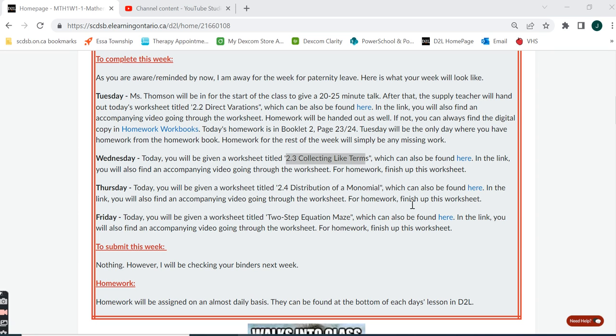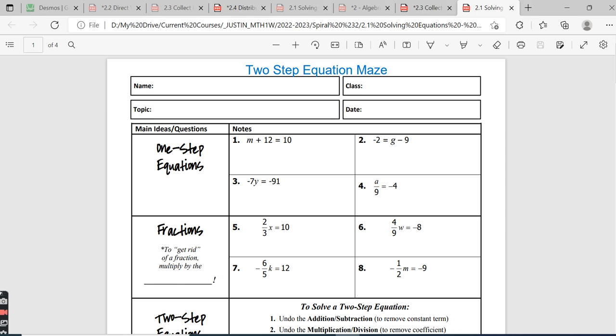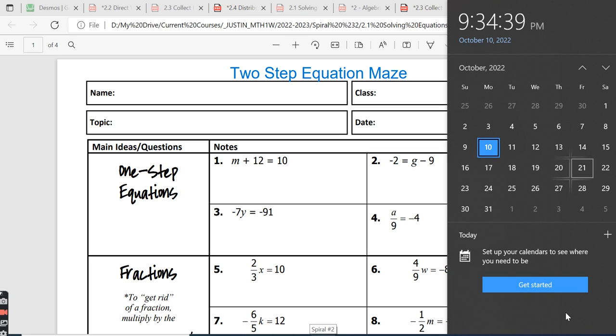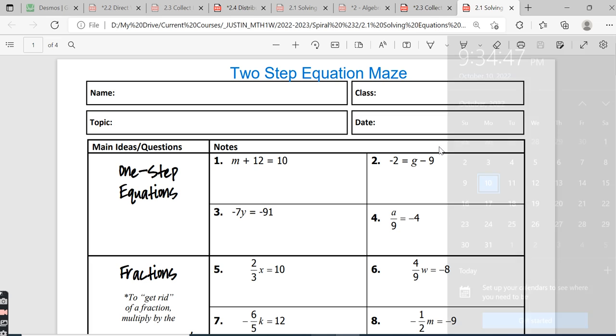You made it. Today you'll be given a worksheet titled Two-Step Equation Maze, which can also be found here. This maze is meant for you to practice some of our solving equation skills from last Friday, the 7th, which was the last day I was in class with you. So let's go through and refresh you on some of them before we do the maze.